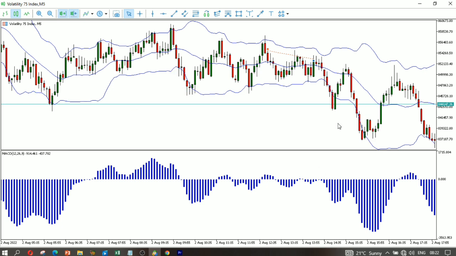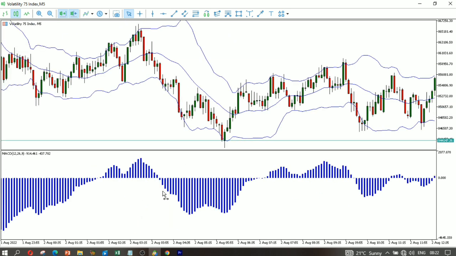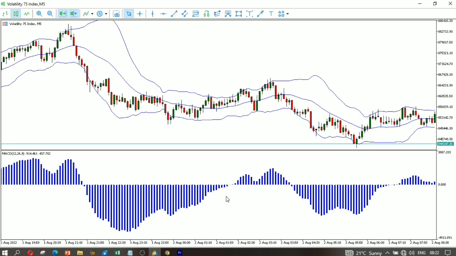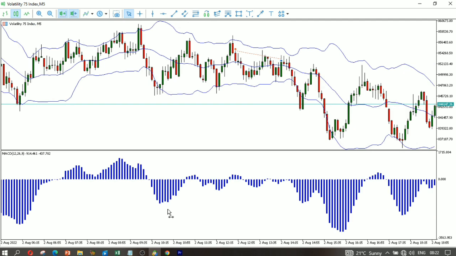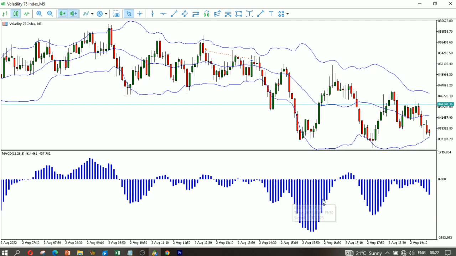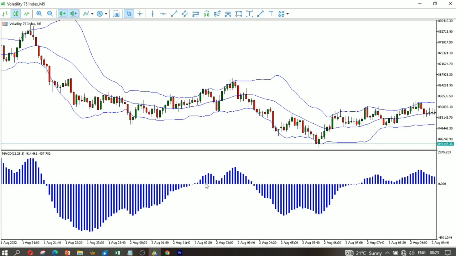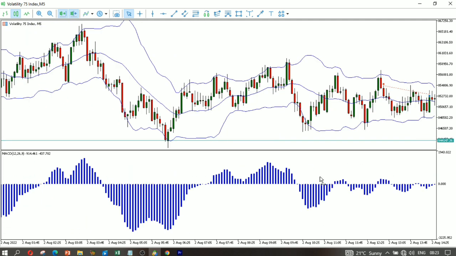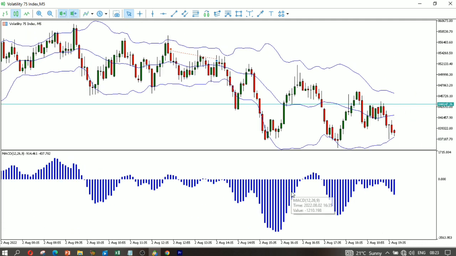So to avoid this, we are going to put another indicator, which is the MACD. So the MACD is down below here, but as you can see, we don't have the line here. On the MACD, we just want to use the histogram. So this histogram here is going to show us what is called divergence. So let me explain to you what divergence is.